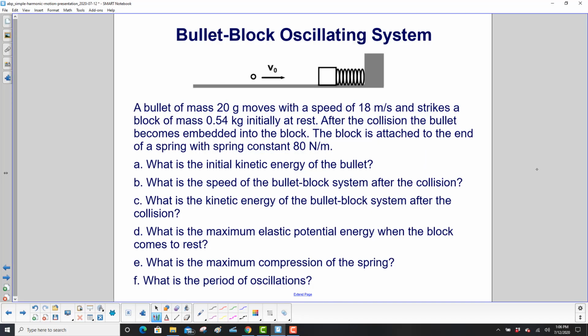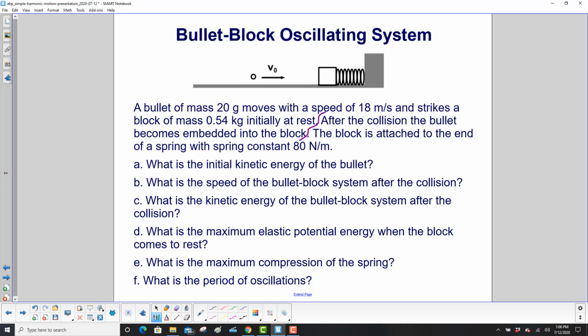A bullet of mass 20 grams moves with the speed of 18 meters per second and strikes a block of mass 0.54 kilogram initially at rest. After the collision, the bullet becomes embedded into the block. So what is that? That's a perfect inelastic collision right there. The block is attached to the end of a spring with the spring constant 80 newtons per meter.